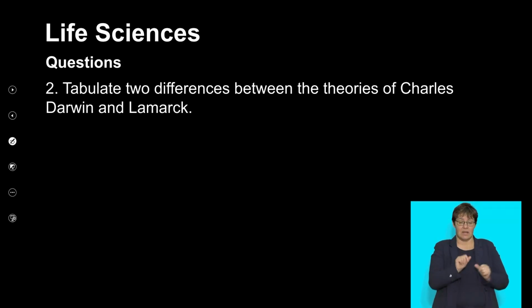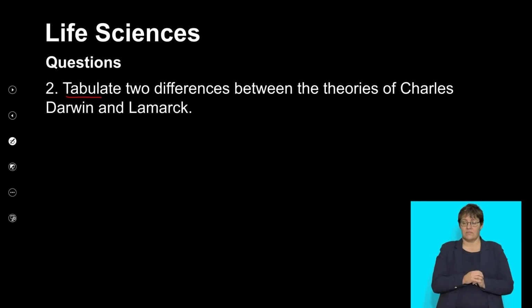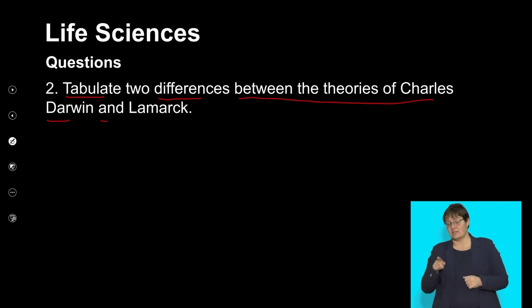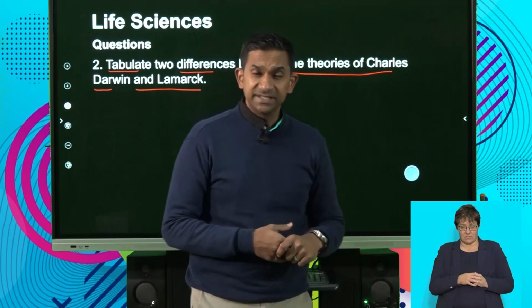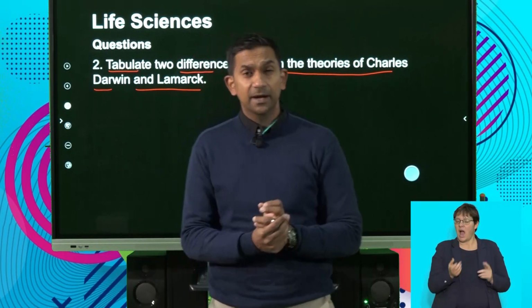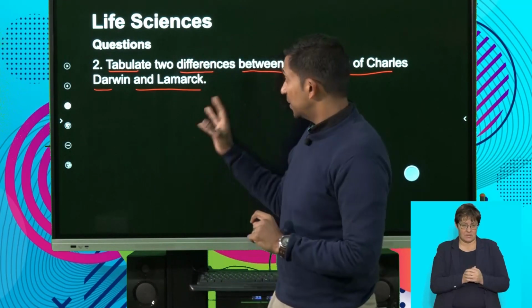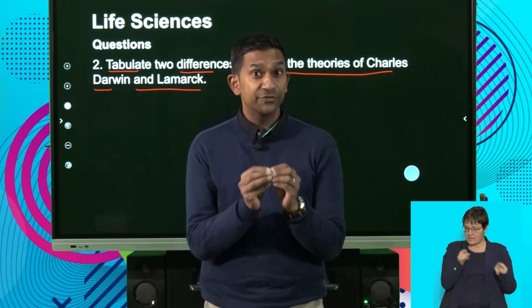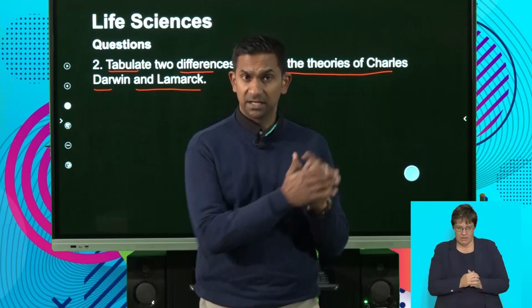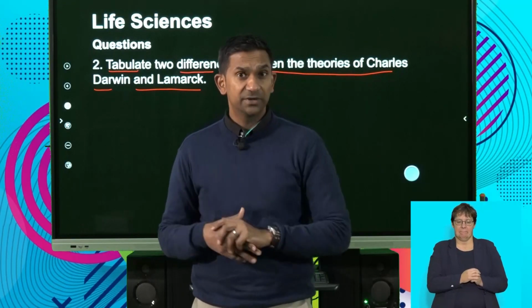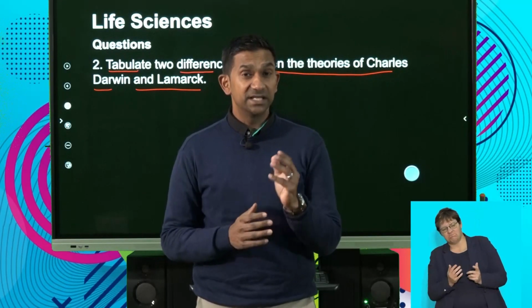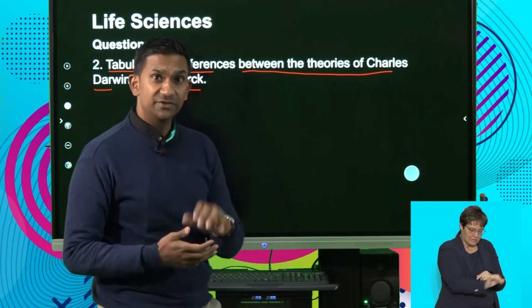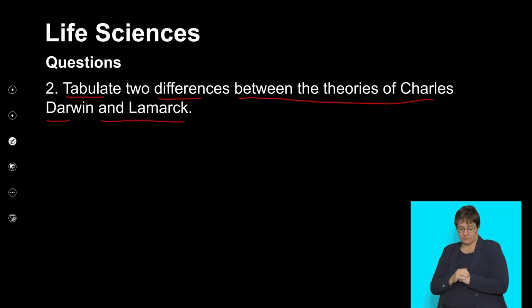The next question, let's look at that. Tabulate two differences between the theories of Charles Darwin and Lamarck. Guys, this is a favorite question that often comes up. It is a question that often challenges you on your ability to differentiate the theories that Lamarck had put forward and Darwin had put forward. So it's an important question that you must practice and make sure that you have the notes for this type of question. Let's read that.